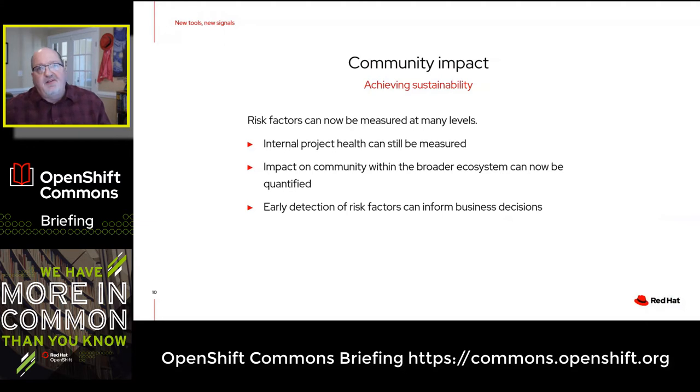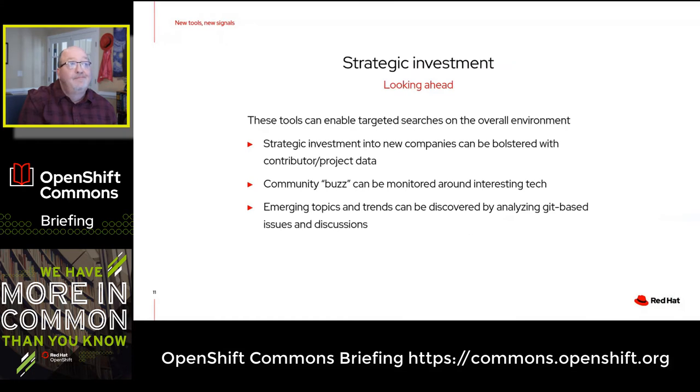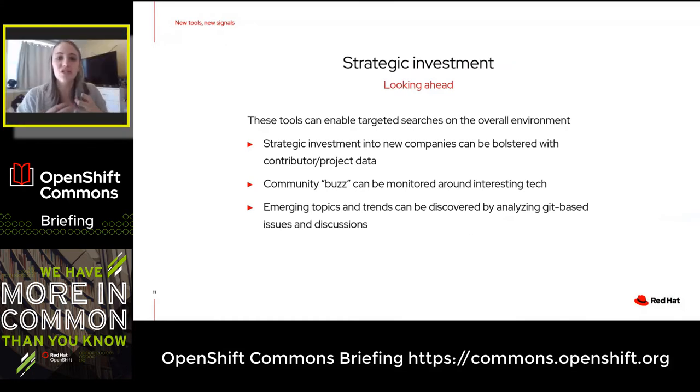And Cali, tell us a little bit more about the other things that we want to try to do. Absolutely. The next stage of this is looking at strategic investment, taking that one step ahead. By putting together the different tools that we have here, we can start looking at new companies, new communities that are bolstered by these contributor and project data, starting to see what the anomalies are, and what new players are coming into the field that we have not necessarily paid attention to before.